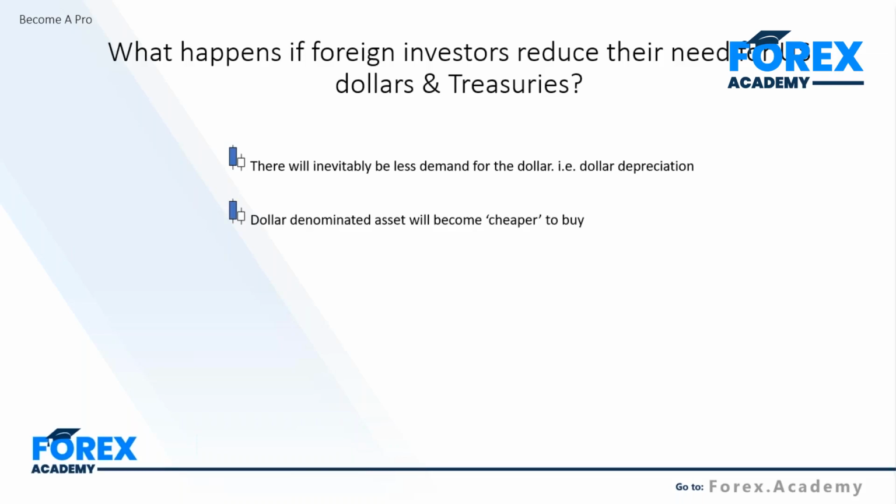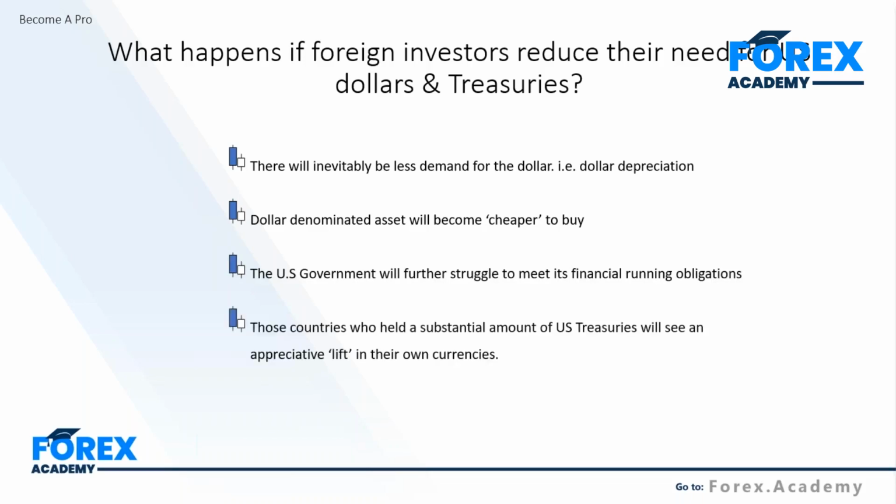Dollar denominated assets will become cheaper to buy, of course. Okay, so we see dollar depreciation, then those dollar denominated assets will become cheaper to buy. So your American equities, perhaps the equity markets, oil might see a little bump being priced in US dollars as well. The US government will further struggle to meet its financial running obligations, and again, that is the reason why governments sell bonds, of course, to meet their own financial obligations.